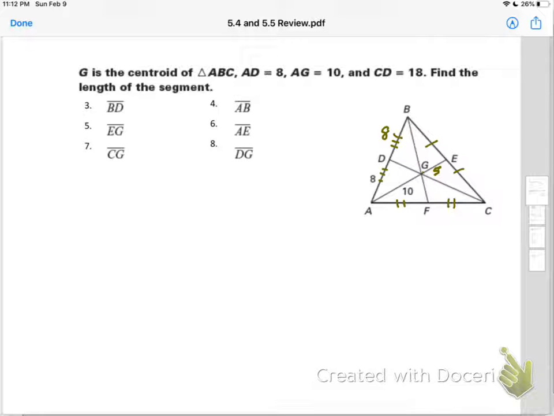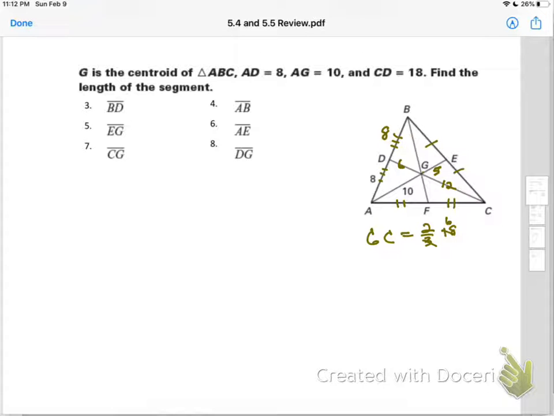So therefore what I know is that GC, which is from the vertex to the centroid, will be 2/3 of 18. So the 3 cancels into the 18, gives me 6. So that means this piece will be 12. And if that piece is 12, then the smaller piece is going to be half of it. If this is not familiar to you, definitely go back and look at the notes because we've practiced many of these. So now let's answer the questions.